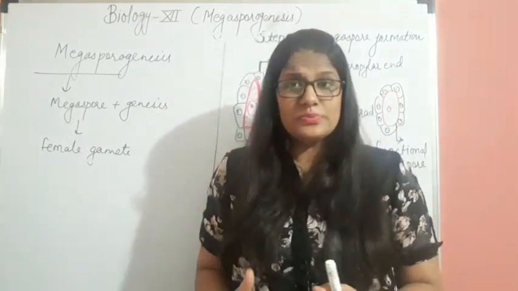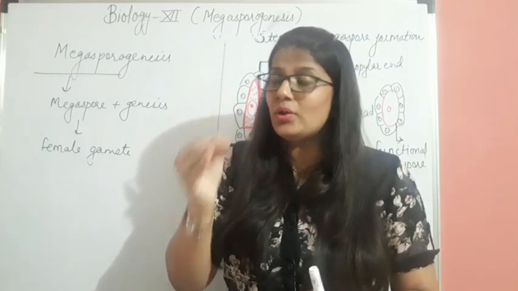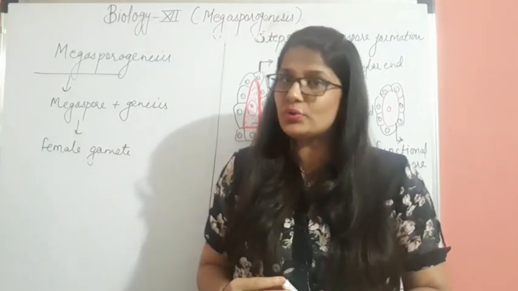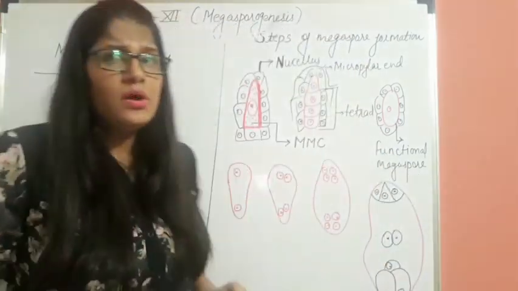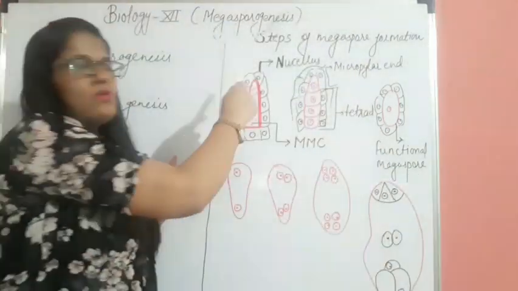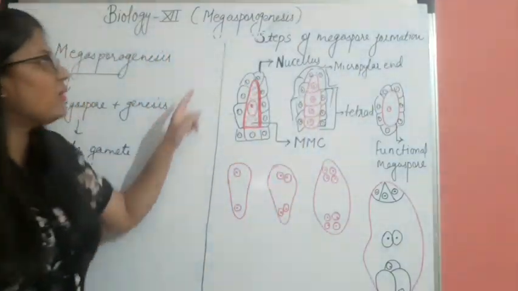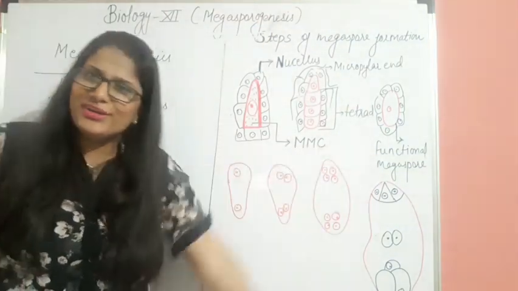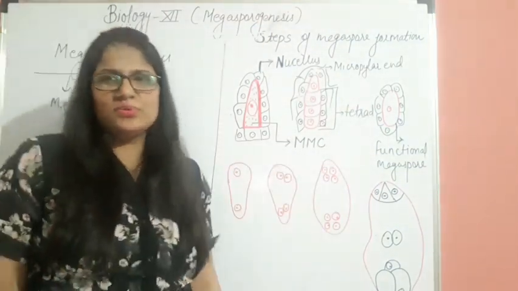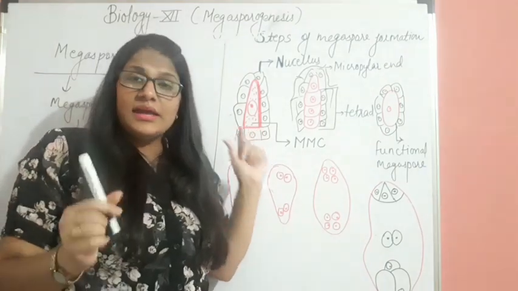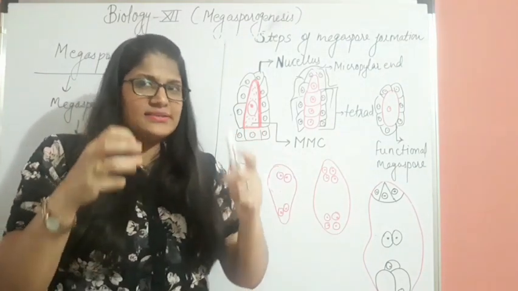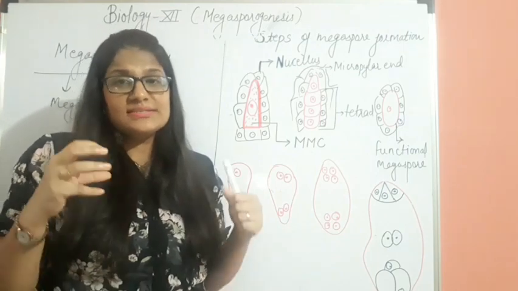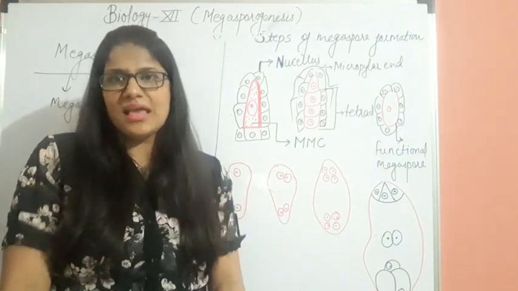In this process we form the haploid gamete. Haploid means the number of chromosomes will be half, or will have one set of the chromosome in the gamete. So this is the process of megasporogenesis or the steps of megaspore formation. I have already drawn the structure as you can see on the board. As I told you, this process is occurring inside the ovule, in the nucellus.